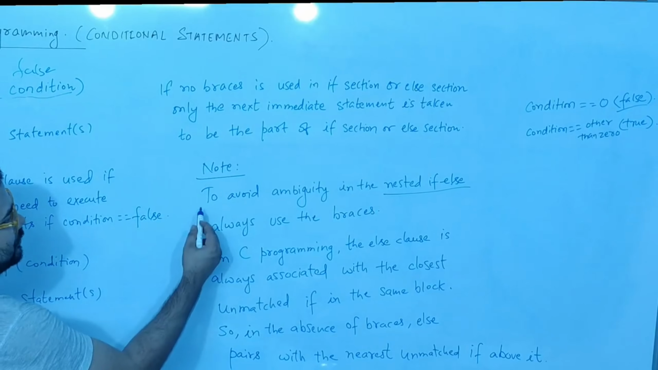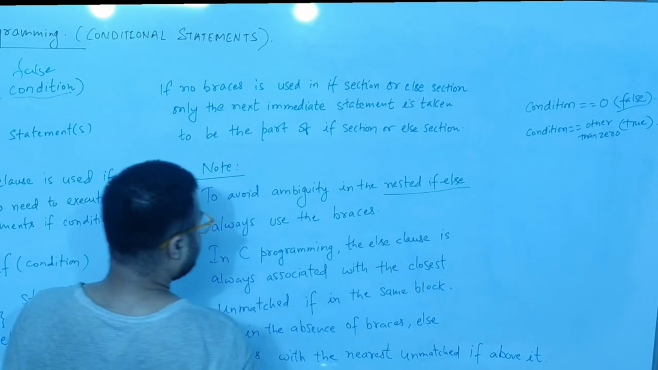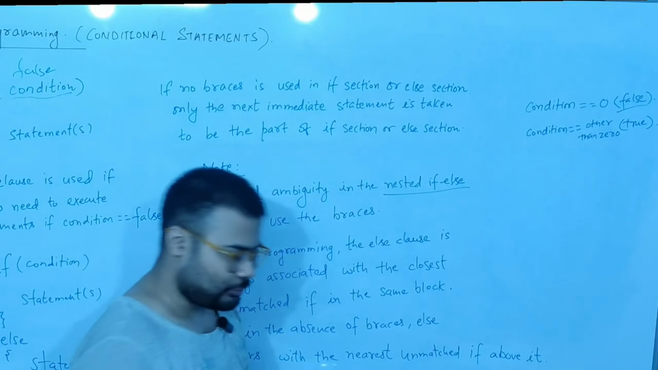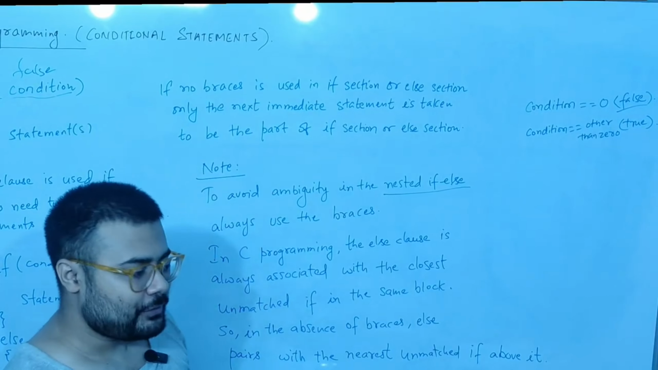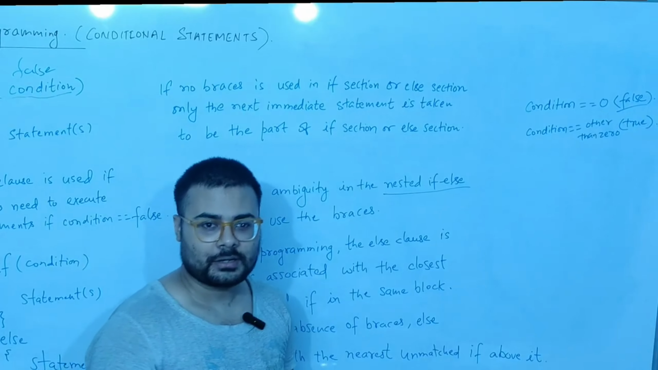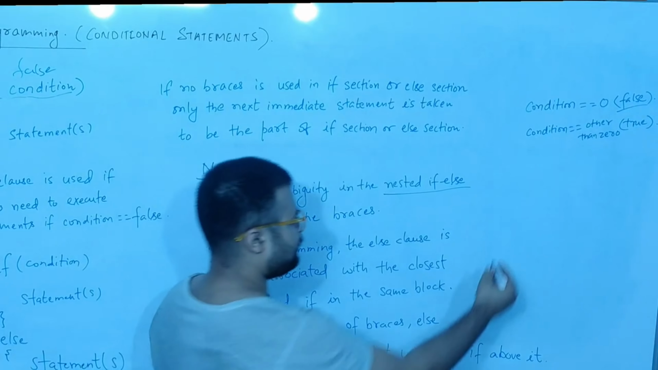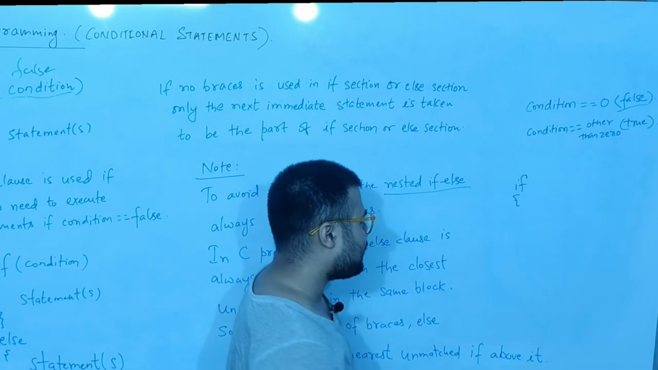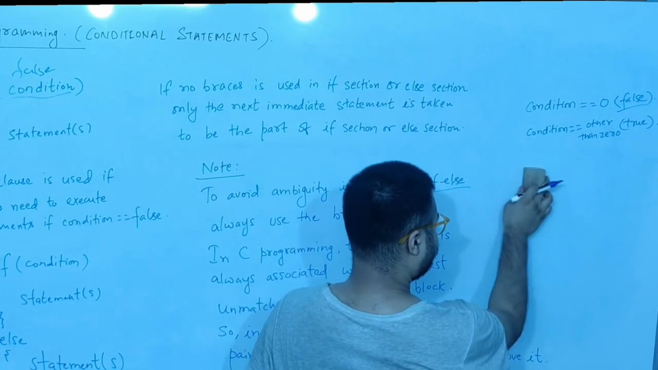Now look at this. To avoid ambiguity in the nested if else, always use the braces. So what is this ambiguity? When you have nested if else, there can be multiple if statements. For example, let's say this is your if. Okay, let me do something.